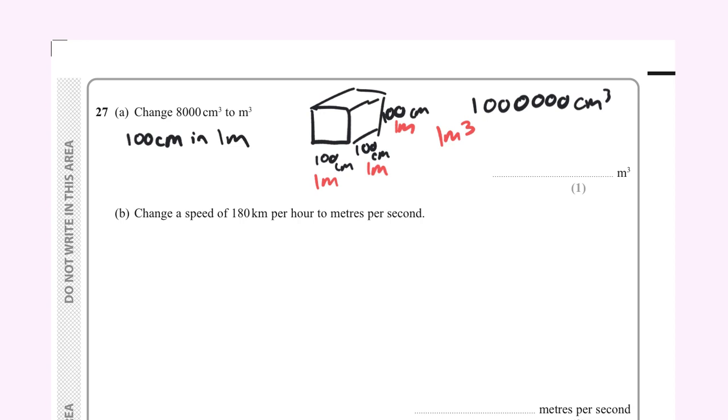So to convert that, if we've only got 8,000 of them, we need to divide our number by 1,000,000. I know it's only worth 1 mark, so I'm doing a lot of faff for it, but we're doing 8,000 divided by 1,000,000. That's going to give us our answer, and you get 0.008. Right, and that's your answer.